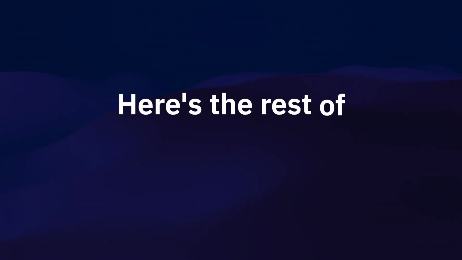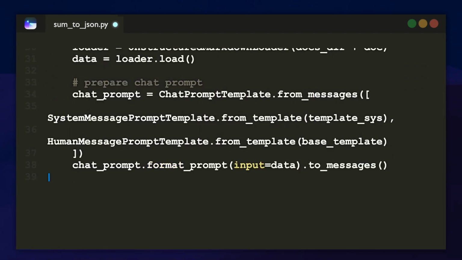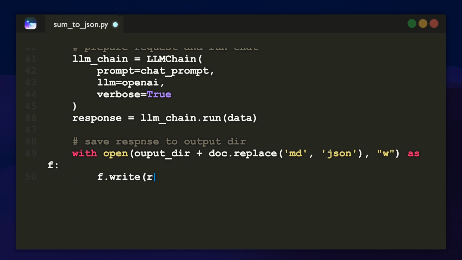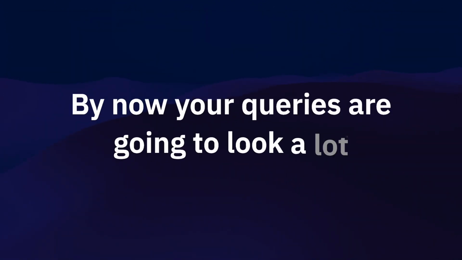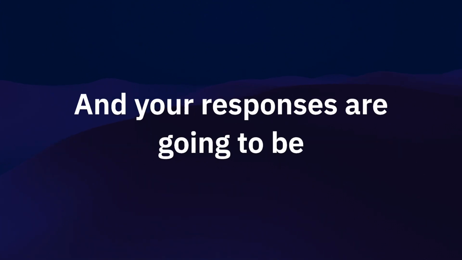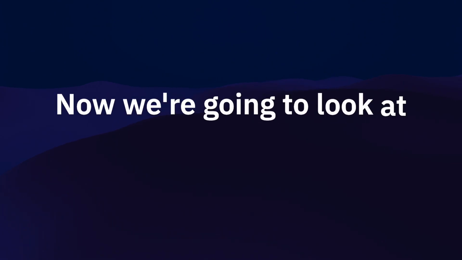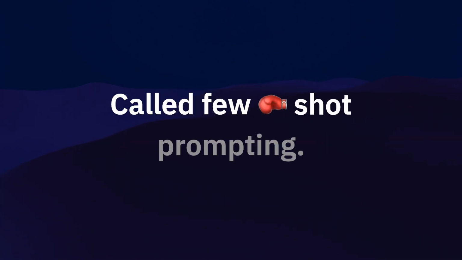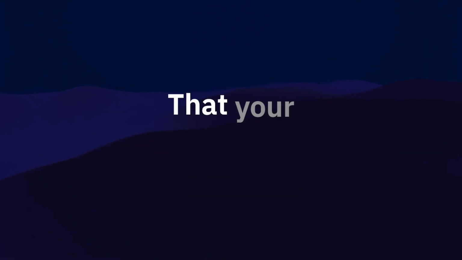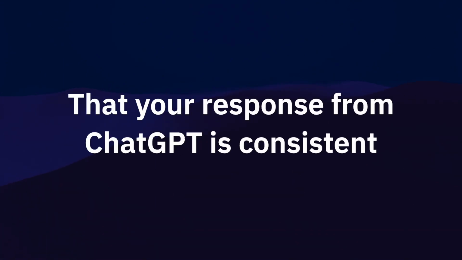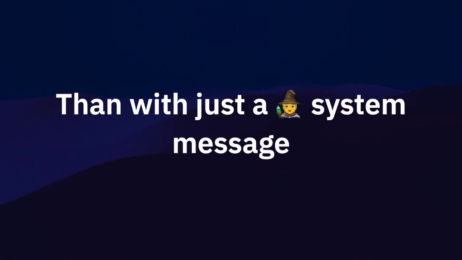And then now here's the rest of the code. Alright, so that's the basic one-shot prompting. By now, your queries are going to look a lot better, and your responses are going to be much better than they were if you were doing this without the system message. Now we're going to look at a more advanced technique, which is called few-shot prompting. This is a strategy you want to use when it's really important that your response from ChatGPT is consistent, because the chance of success with this strategy is higher than with just a system message alone.